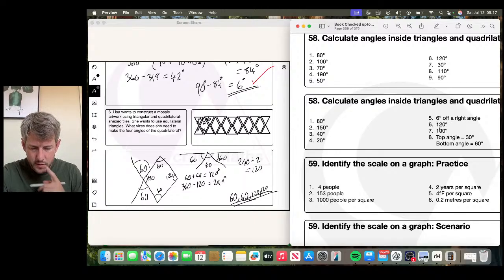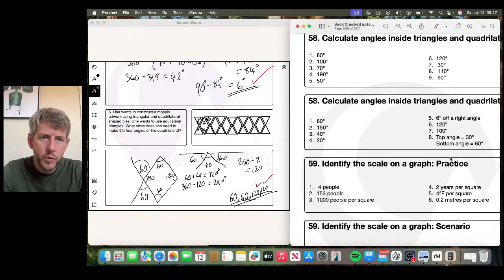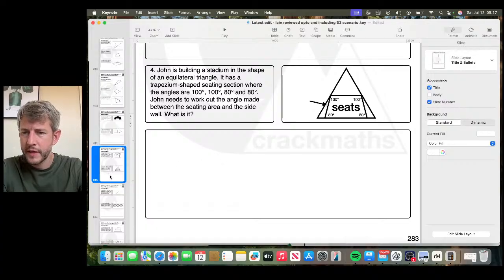Question 6. What size does she need to make the 4 angles of the quadrilateral? Okay, so I need to update the mark scheme just to put all 4 angles there. So we've put 120 in the mark scheme, which does agree, but the question says the 4 angles, so let's update that.